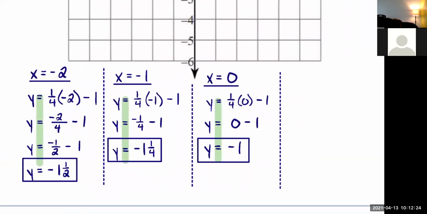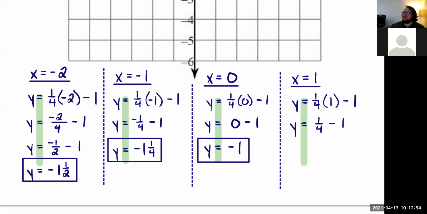And last but not least, x equals 1. So I get y equals 1/4 times 1 minus 1. 1/4 times 1 is going to give me a positive 1/4. Take away 1. So imagine for me for just a moment, there's $0.25. So think of this as 25 cents in your bank account right now. And you pay for something that is exactly $1. Are you going to overdraw your account?